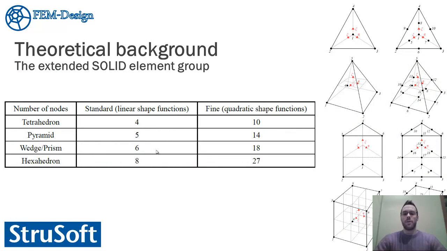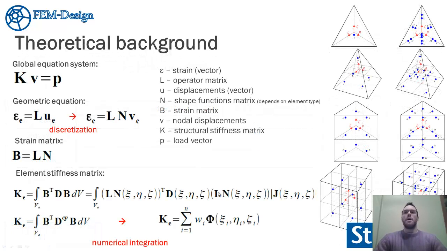So first of all, I would like to talk about the three-dimensional solid elements in FEM-Design. In FEM-Design there are 2 different element groups: the standard linear shape function elements, and the quadratic shape function elements. So for the three-dimensional solid elements, there are 4 different element types. First of all, we have the tetrahedron with the linear shape function and with the quadratic shape function. And we have also the pyramid element, the wedge element, and the hexahedral elements. You can see here the different node numbers and the different element types on the right side. So in the calculation we use these types of elements.